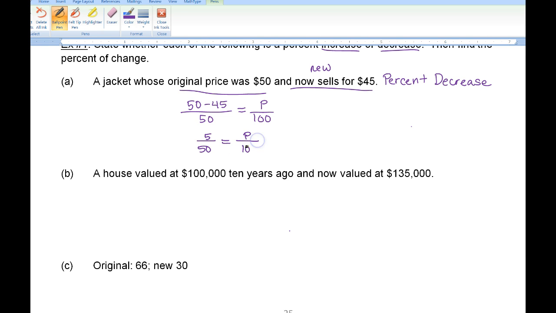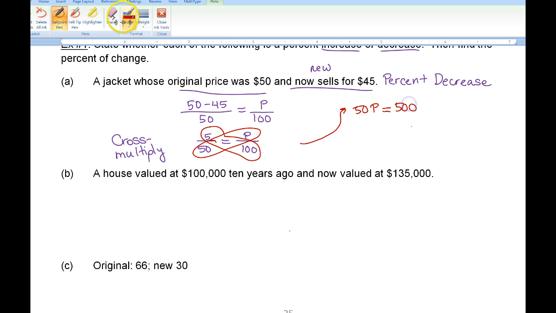Okay, now this is where we're going to use what we learned in the last lesson, which was to cross multiply. So you have 500 equals 50p, right, and then 5 times 100 is 500, and then I'm going to divide. Hopefully, and then you get 10. So my question is, is it now $10 or 10%?